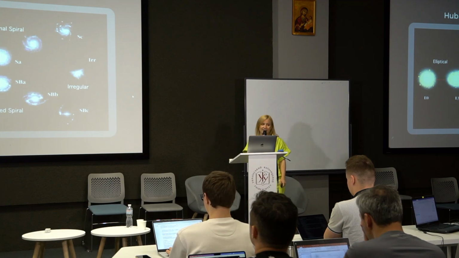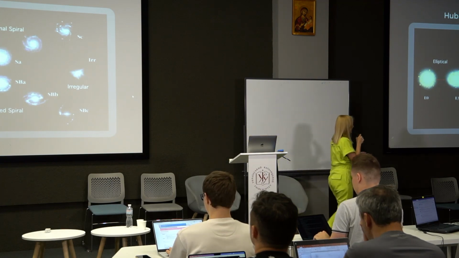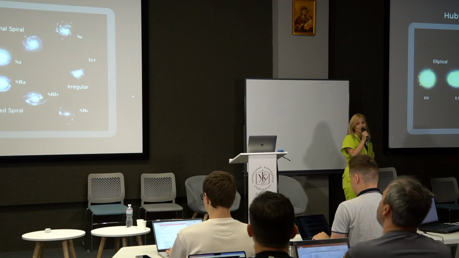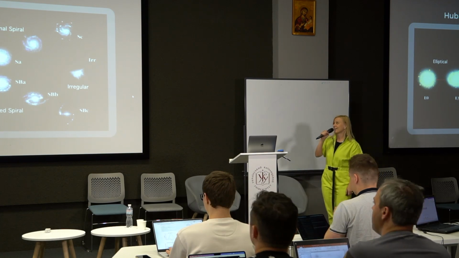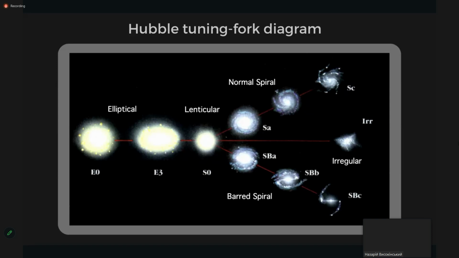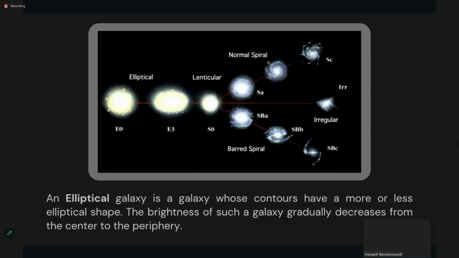And astronomers use different classification schemes, but here I propose you see the Hubble tuning fork diagram, where we have the elliptical galaxy in this one. In astronomy, it is very easy. If the shape of the object is closer to elliptical, it's called elliptical. And the brightness of this galaxy decreases from the center to the periphery.